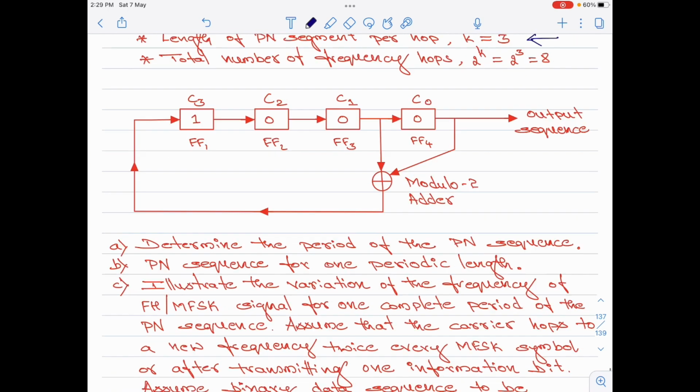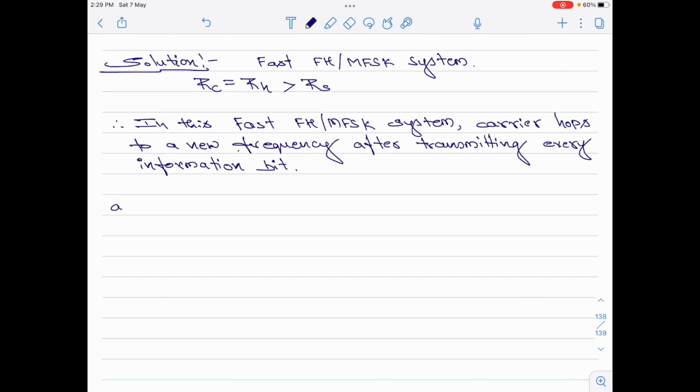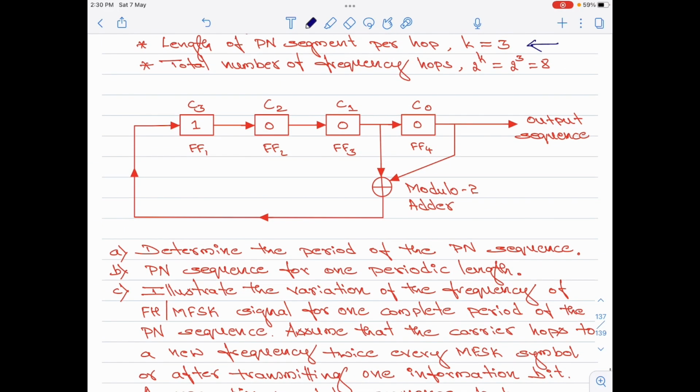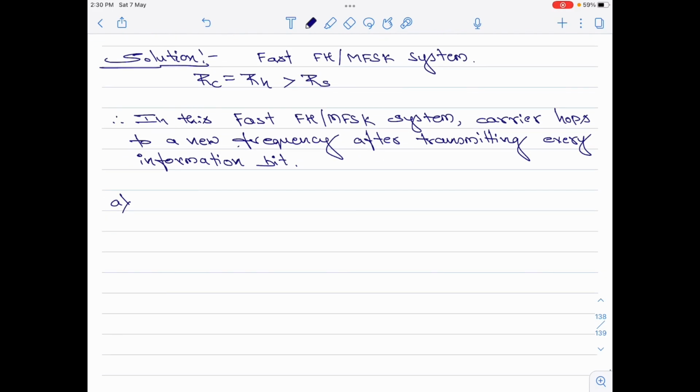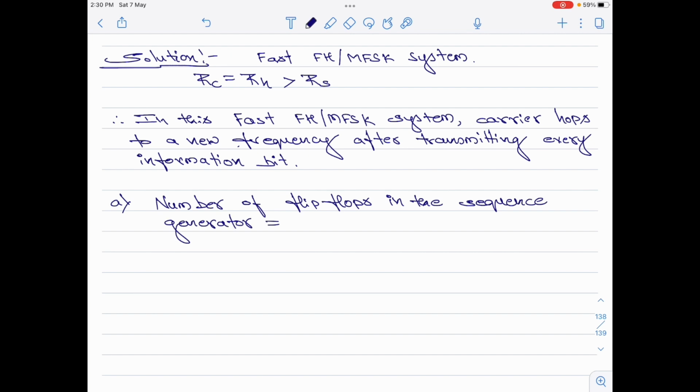Right. Let us now start with part A of the question. Part A of the question is to find the length or period of the PN sequence. To find the length or period of the PN sequence, we need to look at the number of flip-flops in the linear feedback shift register. Here we are given a 4-stage shift register, which simply means there are 4 flip-flops in the shift register. So, I will write that down here. It is represented by m and is equal to 4, which means there are 4 flip-flops.